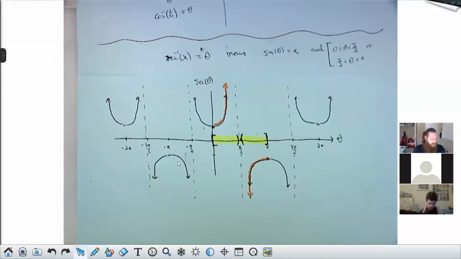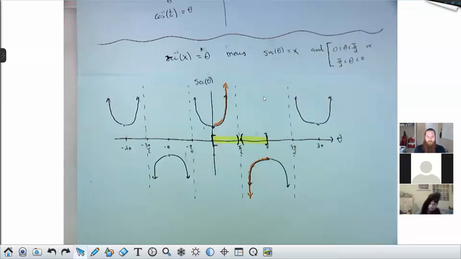So I wouldn't stress too much. If you're trying to budget your time and figure out where to put your energy, I would focus on sine, cosine, and tangent. Don't worry so much about secant, cosecant, cotangent, because anything we need to do with those, we can do with sine, cosine, and tangent. But the inverse, I just wanted you to know, shows up enough that it's worth at least knowing.